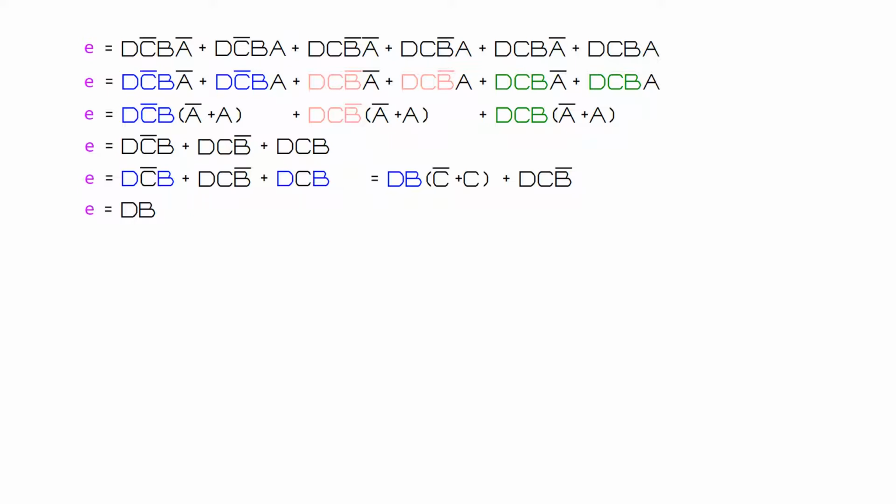So E is just equal to DB or DC not B. But they each have D in common, and then it's the absorption law, B or not BC. Take out common factors and then simplify the bracket and then multiply out again like normal algebra.